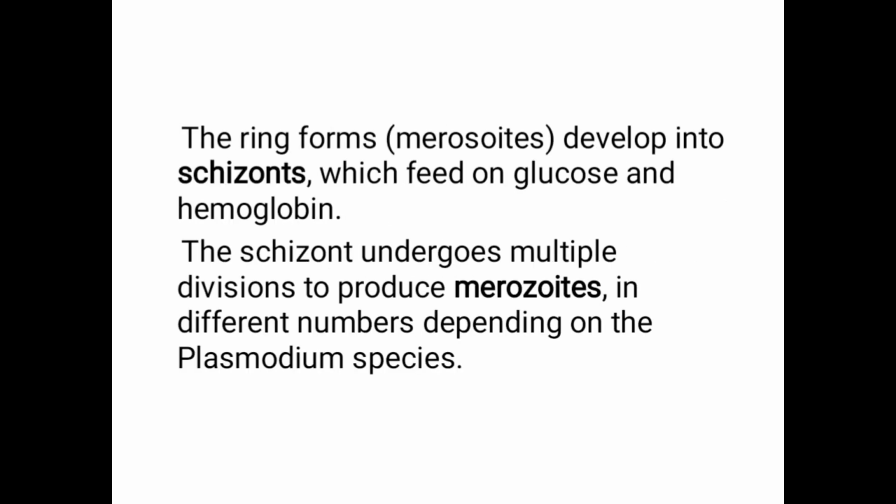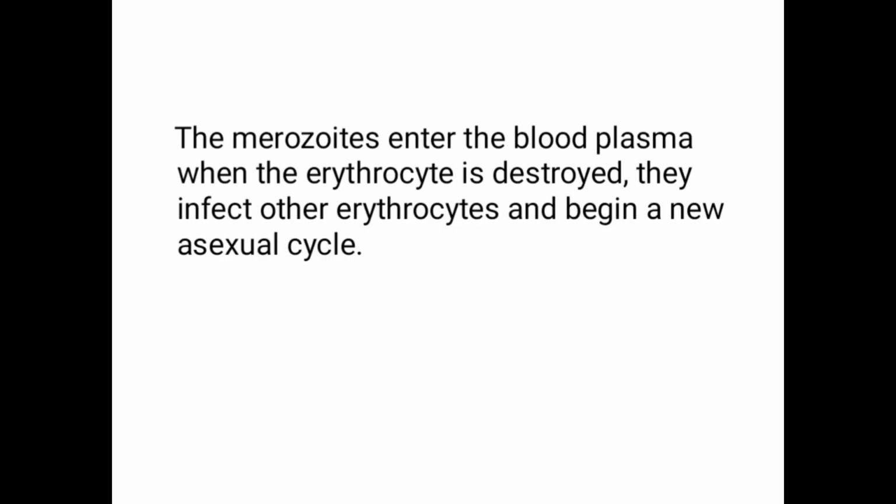Okay, the ring forms develop into schizonts, which feed on glucose and hemoglobin. Once they feed on hemoglobin, that means this patient can present with anemia, and can also present with low blood glucose. The schizont undergoes multiple divisions to produce merozoites, in different numbers depending on the Plasmodium species. The merozoites enter the blood plasma. When the erythrocyte is destroyed, they infect other erythrocytes and begin a new asexual cycle.